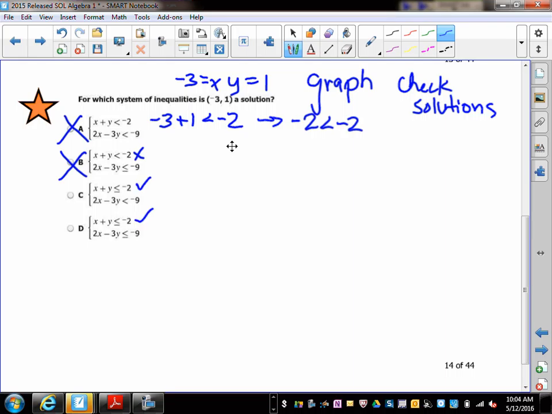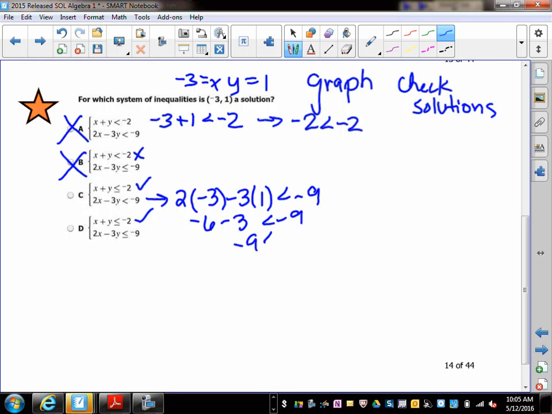Okay, so now we need to check our second equation. So far I've only substituted one time. So you can, through some thinking and evaluating, eliminate some choices. Alright, so let's check this. 2 times negative 3 minus 3. Negative 6 minus 3.